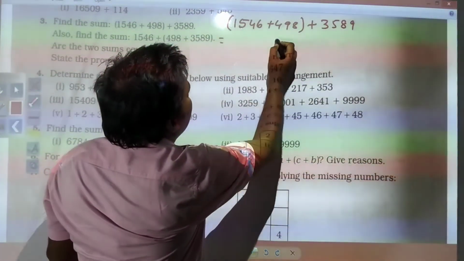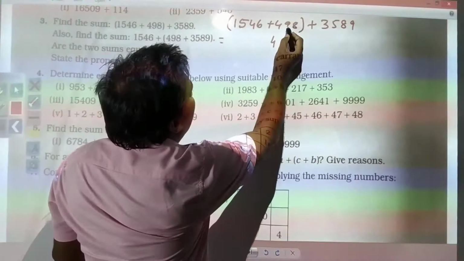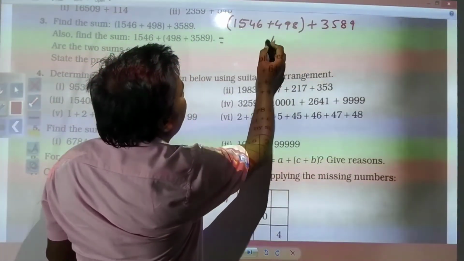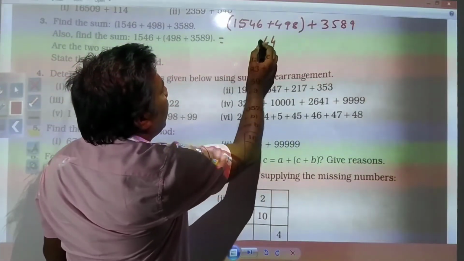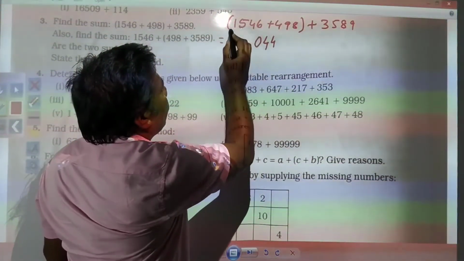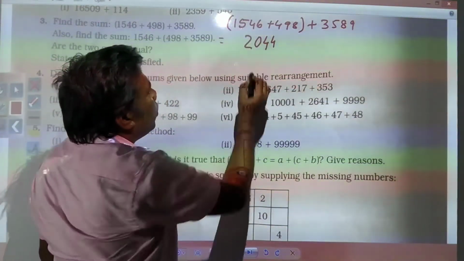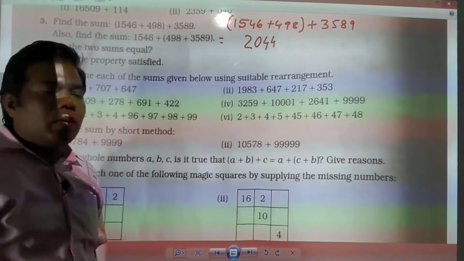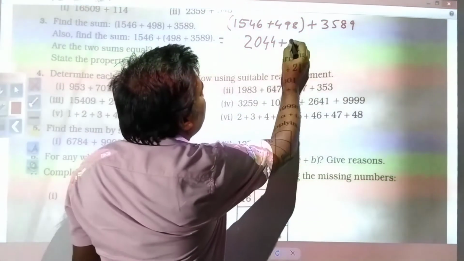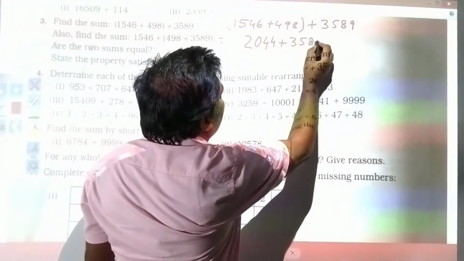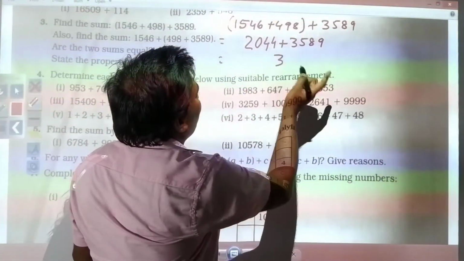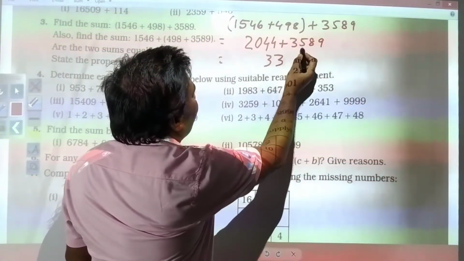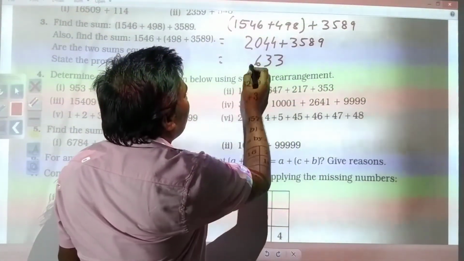8 and 6, 14. 9 and 1, and 1 is 14 again. 4 and 5, 9 and 1, 10. 1 and 1, 2. So 2044 you have got, plus 3589. 9 and 4, 13. 1 carried, 8 and 4, 12 and 1, 13. 5 and 1, 6, and 3 and 2, 5.